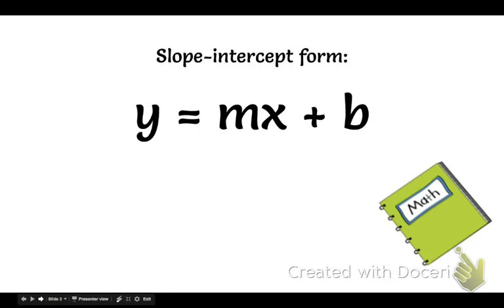Just as a quick reminder, slope-intercept form is y equals mx plus b. The two numbers that will fill in for m and b are the slope and the y-intercept.